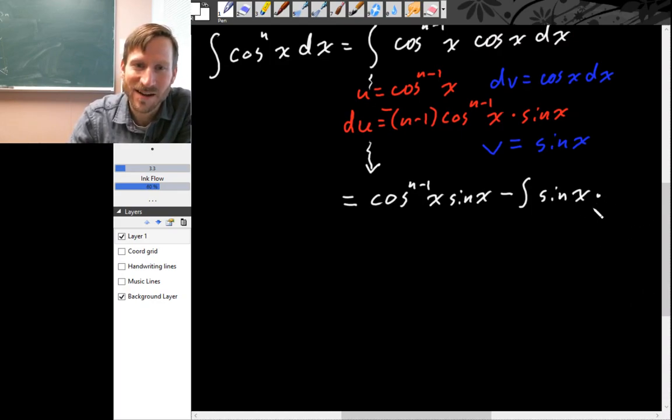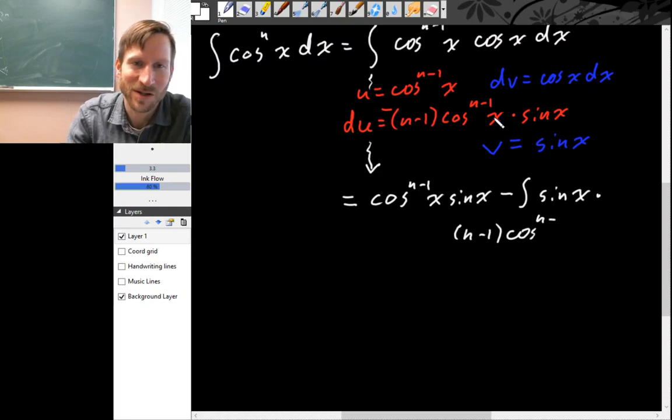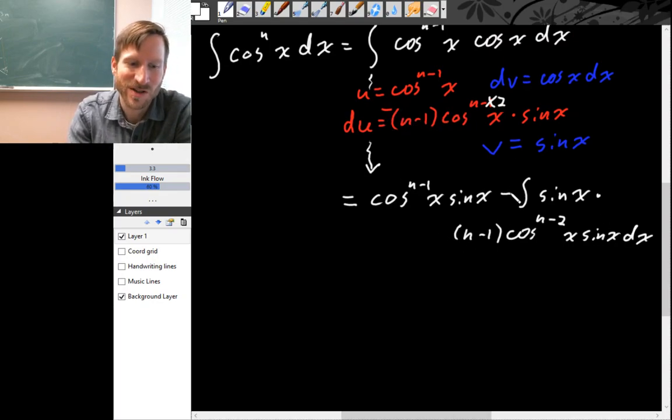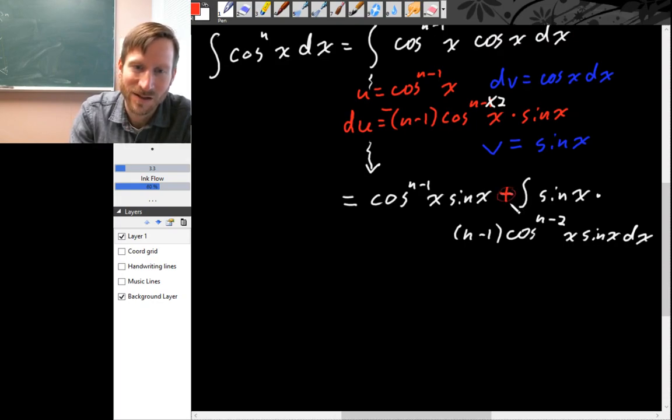Let's see, sine of x times, so now we'll move over here, du, which is n minus 1 times cosine to the n minus, oh, I made a mistake up here. This shouldn't be a 1 right here. This should be a 2. Okay, so n minus 2 of x times sine of x times dx, and then that minus sign in front of du is going to turn this minus sign from integration by parts into a plus.